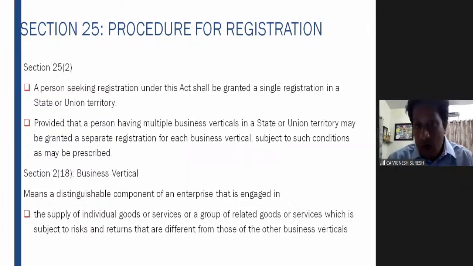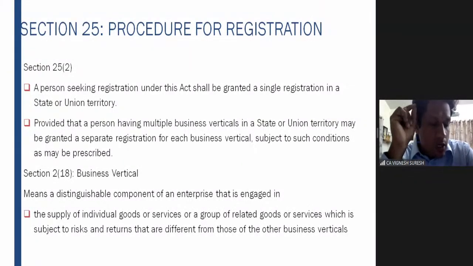Right. So what are the conditions which are prescribed? The business should be totally different. He has to make a separate application for both the registrations. These are all some important aspects which we have to remember whenever we talk about separate registration for each business vertical. The same business vertical definition is given in section 2(18).